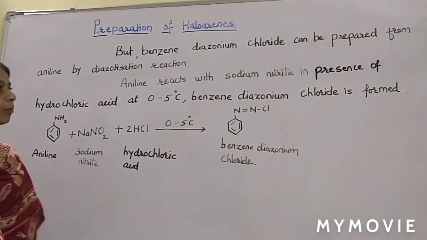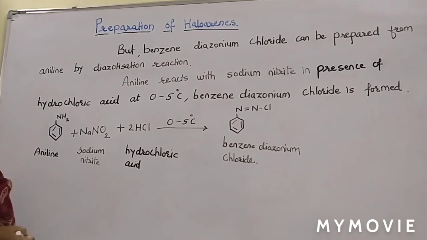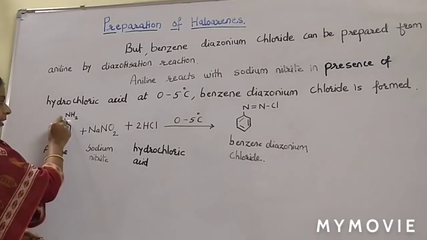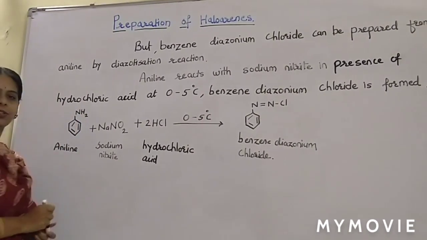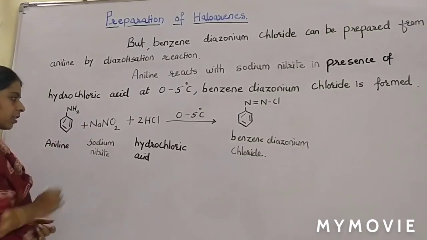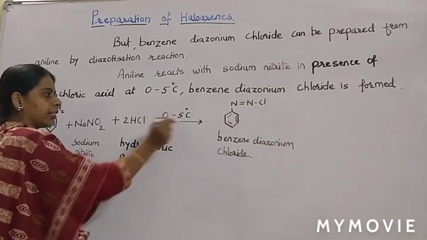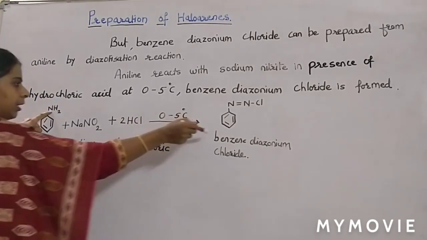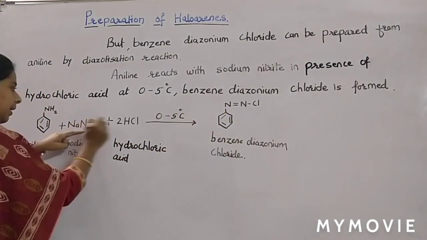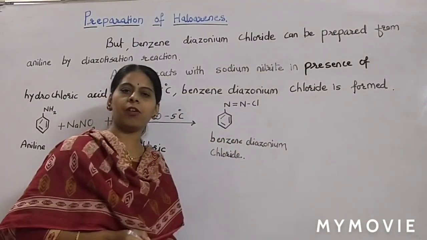Now see, benzene diazonium chloride, which we used for the preparation of haloarenes, we can prepare by the diazotization reaction using aniline. Aniline, C6H5NH2, means an NH2 group attached to the benzene ring, and the name of that compound is aniline. Aniline reacts with sodium nitrite, NaNO2, in presence of HCl at 0 to 5 degrees Celsius. Here we will get benzene attached to N double bond N and Cl. So this is the compound benzene diazonium chloride, and the rest of the things form byproducts.